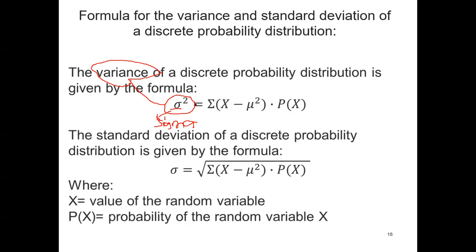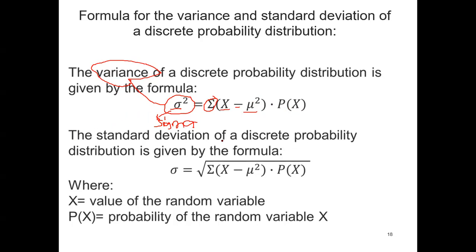So sigma squared is equal to the summation. From the word summation gani, unsa man to? I-add sila tanan. Summation of the quantity of x minus mu, or our mean, squared. Okay. Multiplied to the p of x, the probability of x. That is our variance, the formula of our variance.